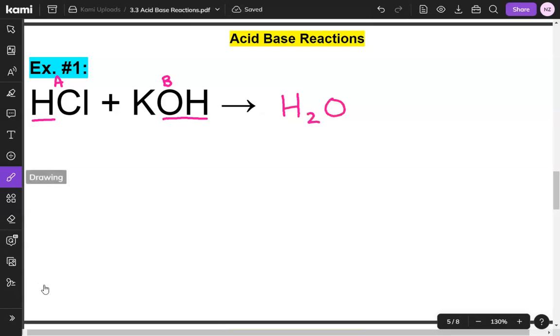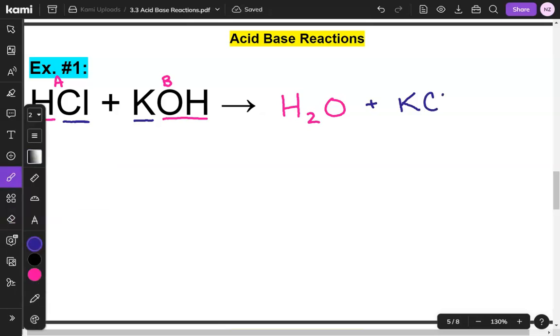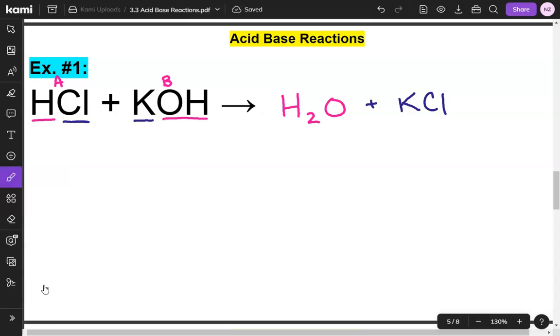And then the ions that are left over are going to form our salt. So I have an anion, I have chlorine from HCl, and then I have potassium from KOH. Those are going to combine to form our salt. So remember, we always write our cation first. Potassium chloride. Great. So there's our reaction.